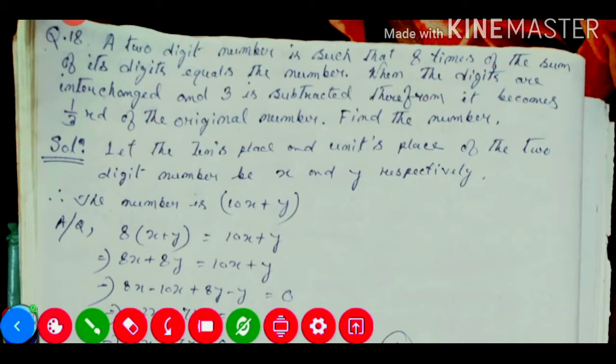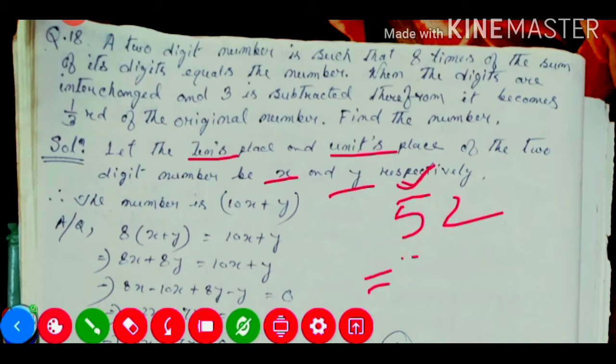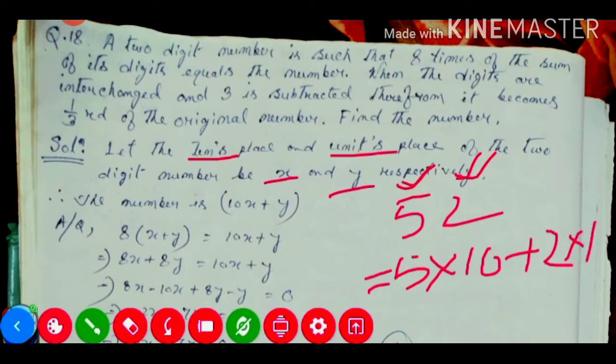So we'll consider this: let the tens place and unit place of the two-digit number be x and y respectively. So the tens place is equal to x and the unit place is equal to y. So what will the number be? Suppose 52, if we expand this, 5 is the tens place, so 5 into 10 plus the unit place, 2 into 1. Like this we get the expanded form.